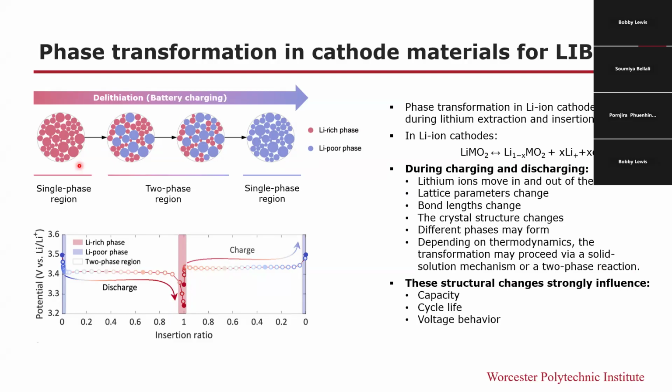Looking at the diagram on the left, on the top, we can see clearly that starting from a fully lithiated state, the material begins as a single-phase lithium-rich region shown in red, and as the lithiation proceeds, we enter a two-phase region in the middle where lithium-rich and lithium-poor phases coexist within the same electrode. And finally, when most lithium has been extracted, the material returns to a single-phase lithium-poor region shown in blue. The voltage profile below reflects this behavior, and the structural changes directly determine the battery's performance, capacity, cycle life, and voltage behavior, all dependent critically on how the phase transformation proceeds.